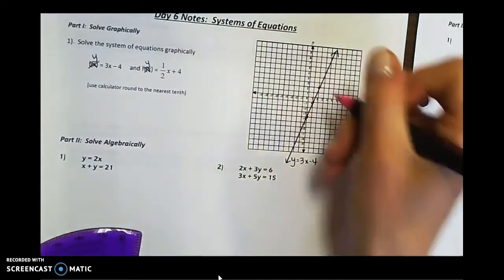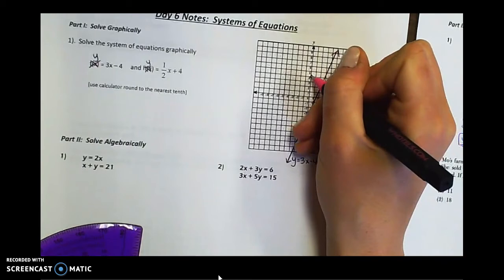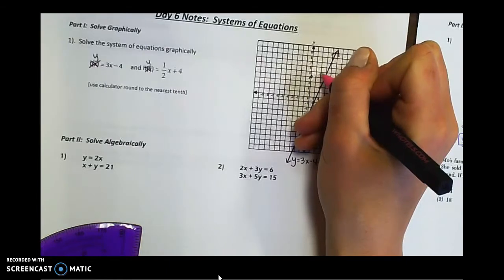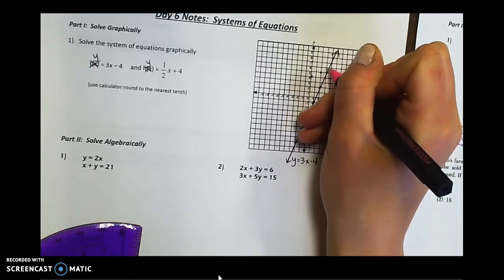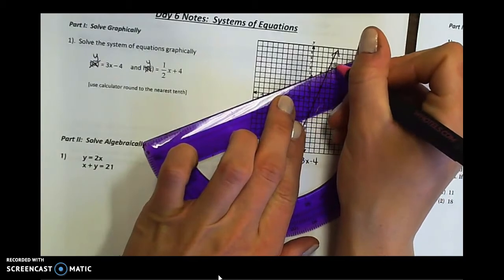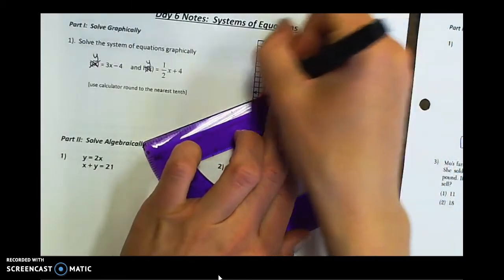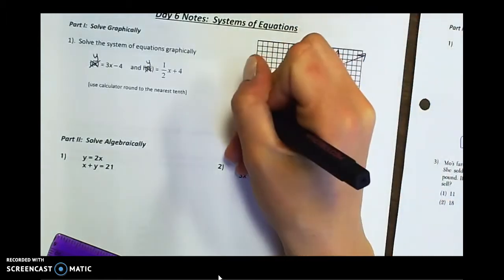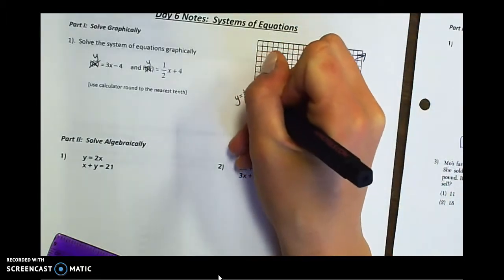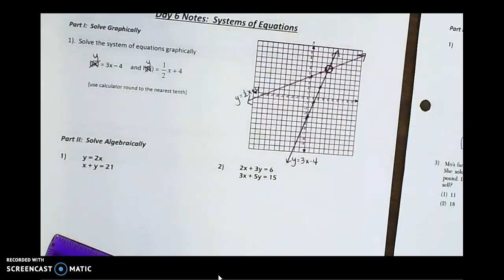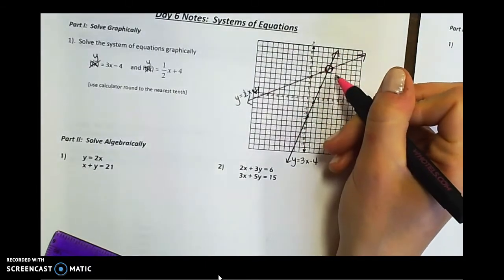Now our second equation, we're going to start at +4. Now our slope is 1/2. So we're going to go up 1 over 2. Up 1 over 2. All right, and then we're going to connect those. All right, and again, at the arrow, we're going to go ahead and write our equation. So we see our solution is going to be right here, but our solution is not at an integer point.